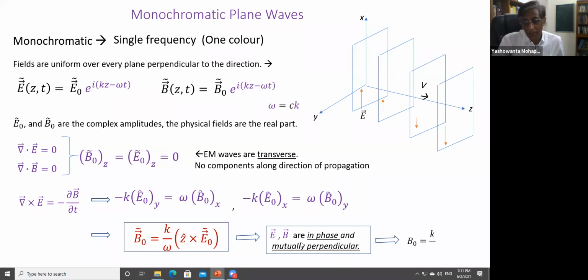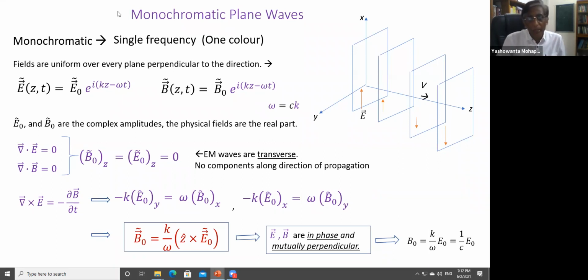And if you want to calculate the magnitude, of course B naught is k by omega times E naught, and k by omega is nothing but 1 by c. So B naught is E naught by c. If you know the electric field value, then dividing it by c gives B naught. That's why the actual B naught value is quite small, because it gets divided by 3 times 10 to the power 8 meters per second. You will see that while working out our problems on lasers, we'll ask what is the magnitude of E naught and B naught in a laser light, for example.